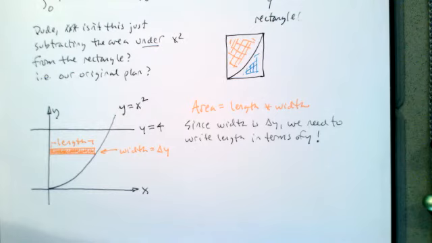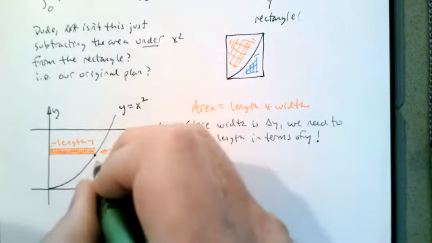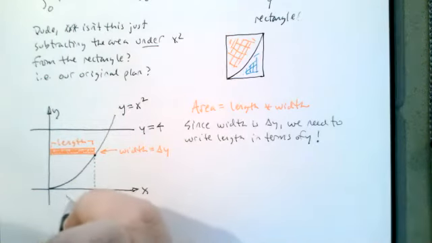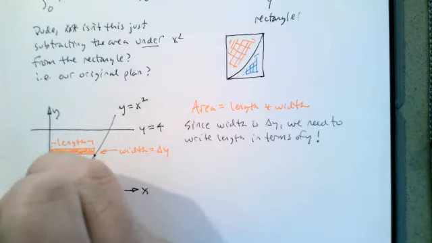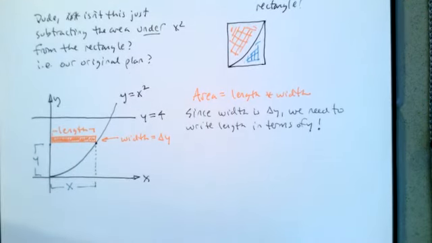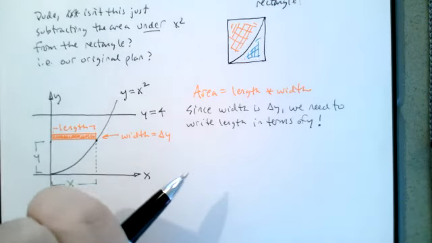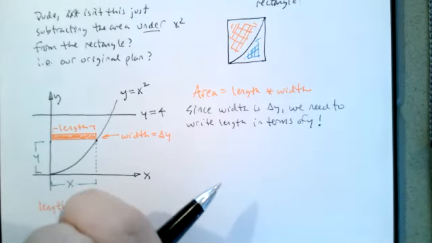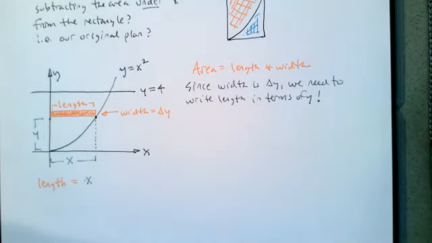So let's go back to our diagram and notice that if we pick this point where the rectangle intersects the graph, here's the distance x, and the distance y is this vertical distance. So we can see that the length of this rectangle is just equal to x, but this is no good because we need the length in terms of y.